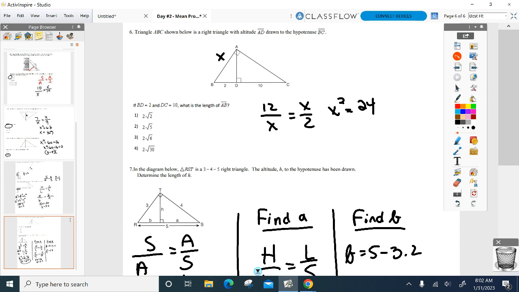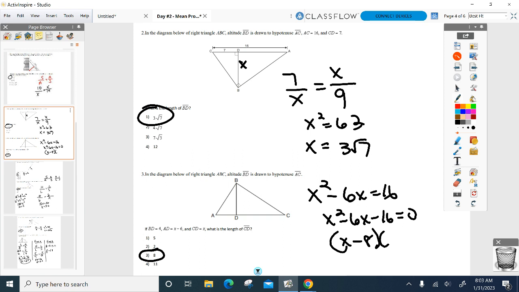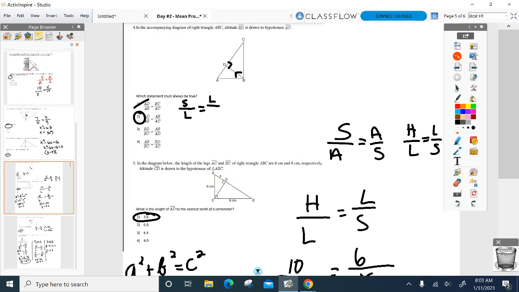It's the same exact problem with the same numbers. It's the same problem. Oh, this is, yeah, the same problem. Right triangle, BD.